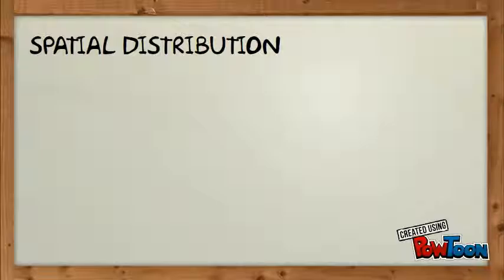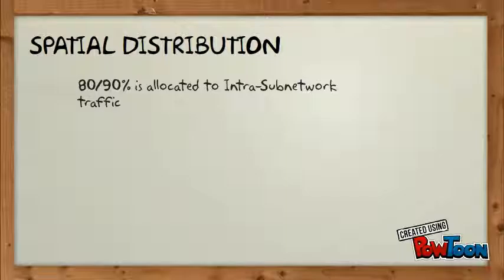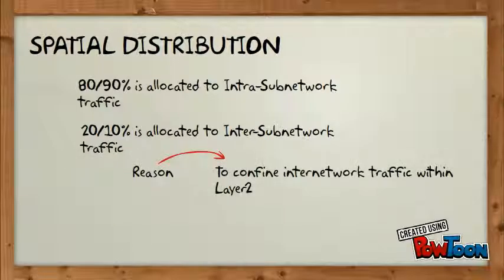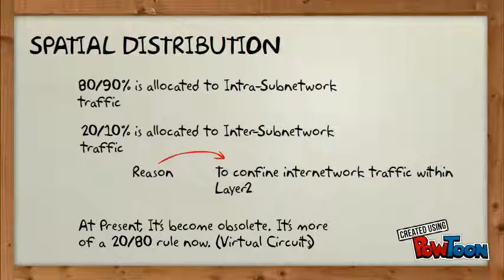Spatial distribution is how much space is allocated in the channel for different types of traffic. First is the 80-20 rule. 80% is allocated to intra-subnetwork traffic and 20% is allocated to inter-subnetwork traffic. The reason behind this is to confine the traffic between the layer 2 devices, that is the switches. And now it has become obsolete with virtual circuits.